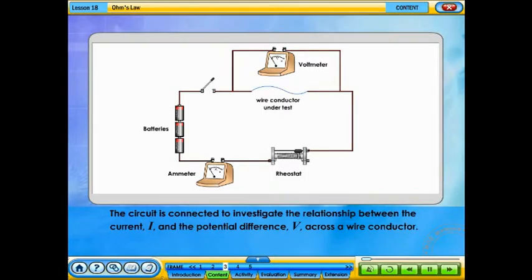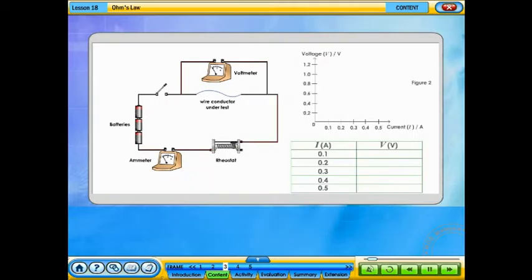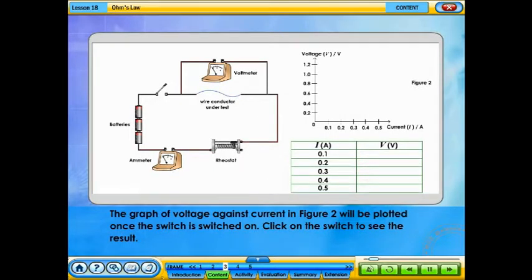The circuit is connected to investigate the relationship between the current I and the potential difference V across a wire conductor. The graph of voltage against current in Figure 2 will be plotted once the switch is switched on. Click on the switch to see the result.